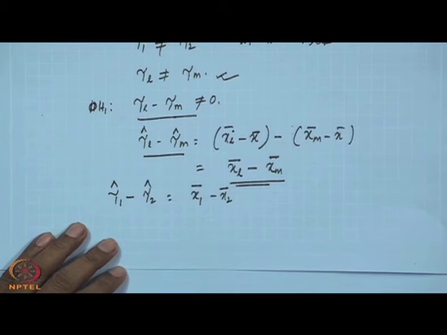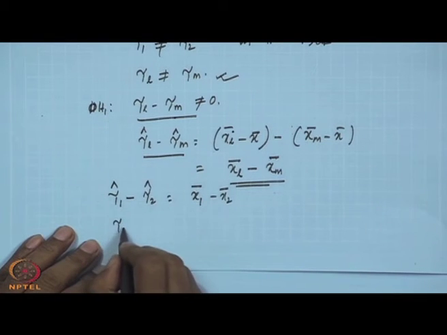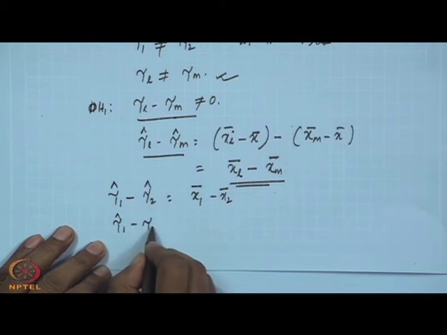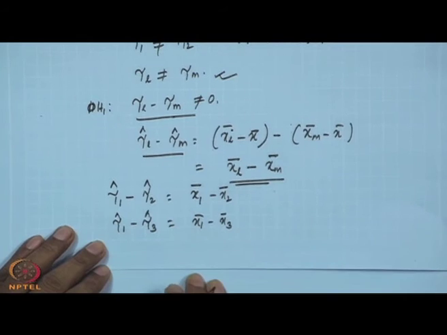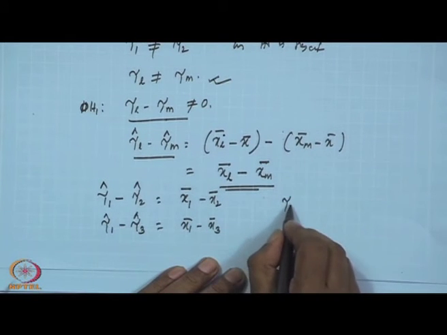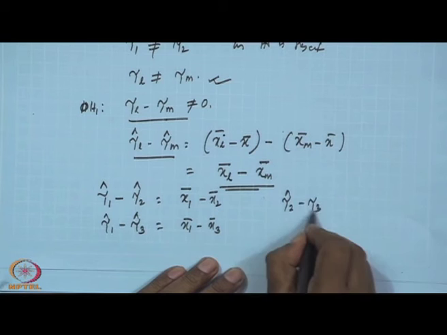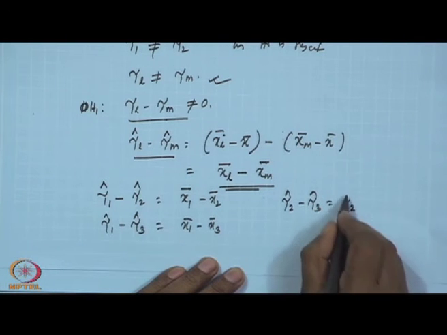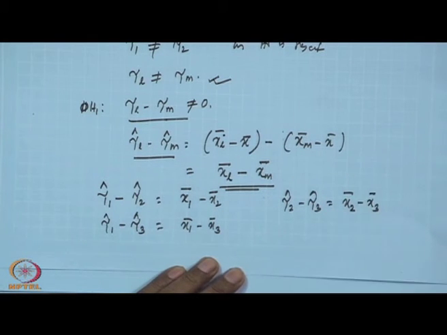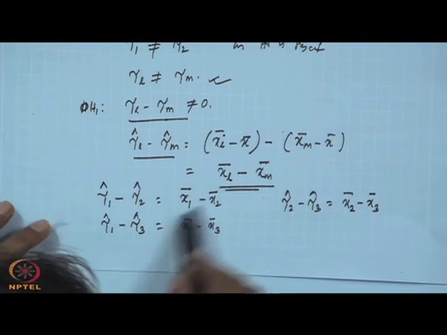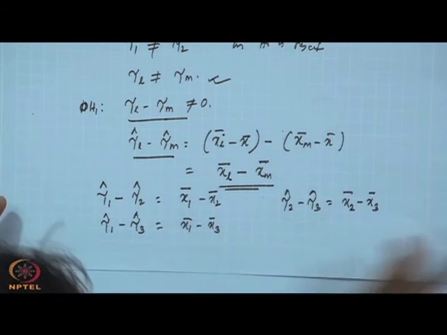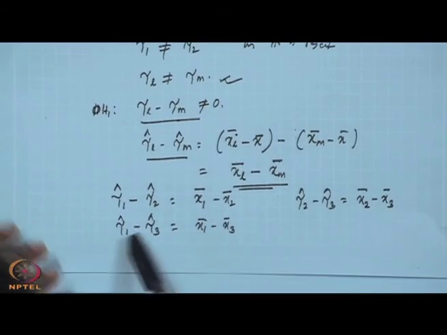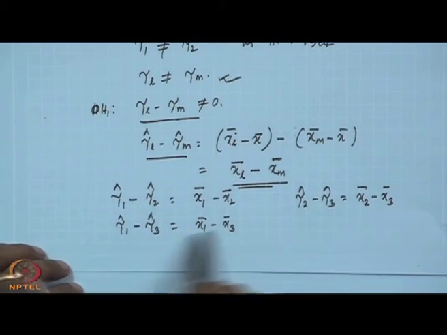Yes or no? So, similarly tau 1 cap minus tau 3 cap equal to x1 bar minus x3 bar, and tau 2 cap minus tau 3 cap will be x2 bar minus x3 bar. And using the matrix the values, you can find out what are the difference values. This is not a big problem, you can easily find out. Okay. So, once you get these values, it will be point estimate.